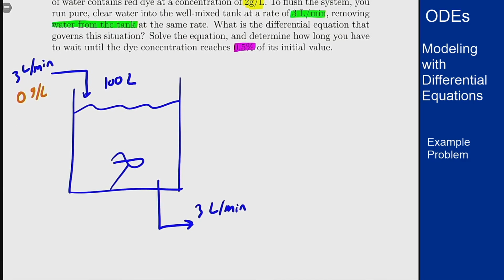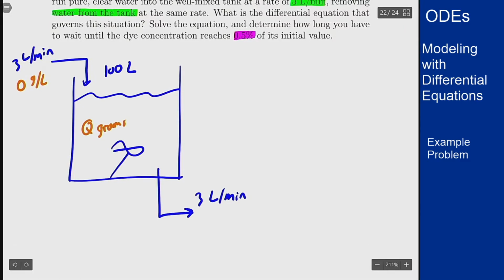So if I let Q be the number of grams of dye that are in this tank at any given time, then the flow rate out will have the same concentration as what's inside, which is Q over 100, because the volume here is fixed at 100 liters. So out here we have Q over 100 grams per liter as the concentration being removed.